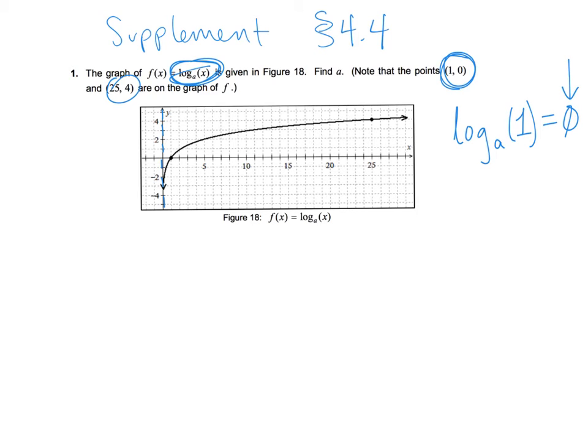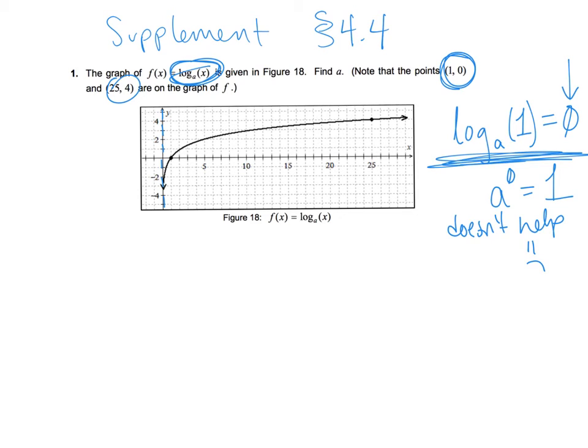So let's look at what we know. We've already said we know this guy, log base a of 1 equals 0, but that doesn't matter because that goes with every single function. That's not going to help us find what a is, because if you write that out in exponential form, you're going to have a to the 0 equals 1. That doesn't help me at all, because everything raised to the 0 power is equal to 1.